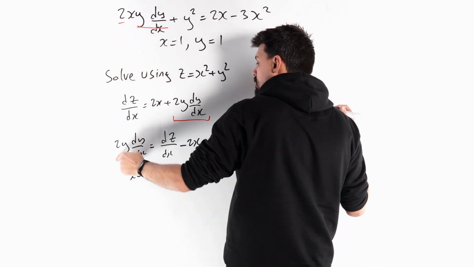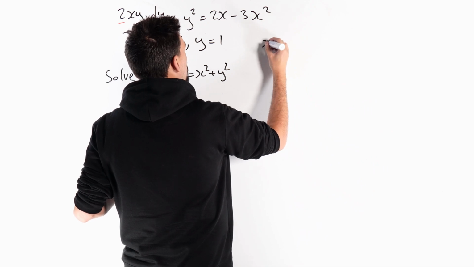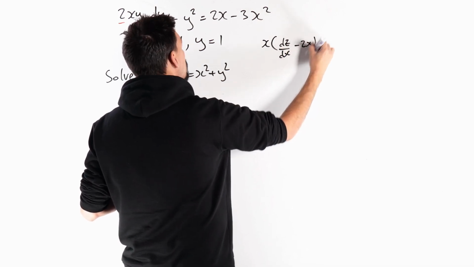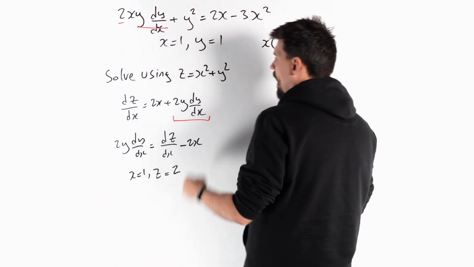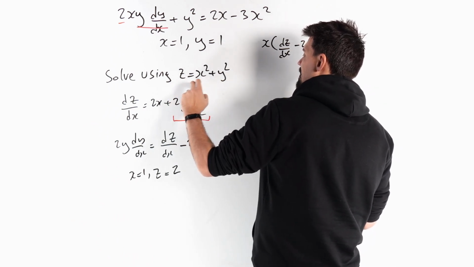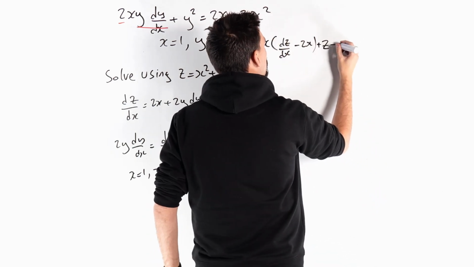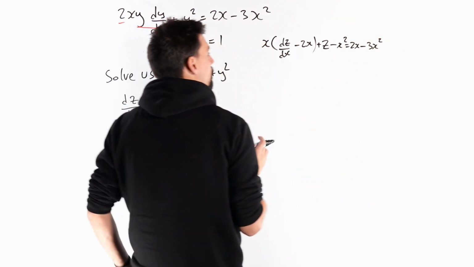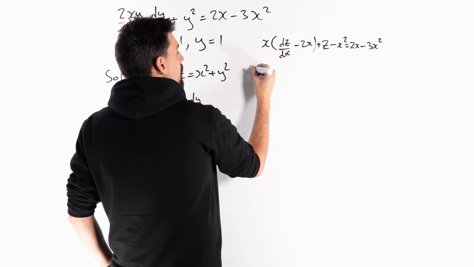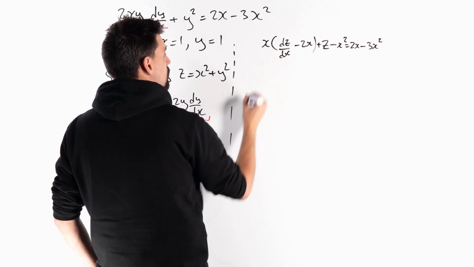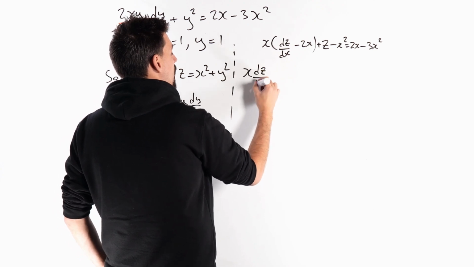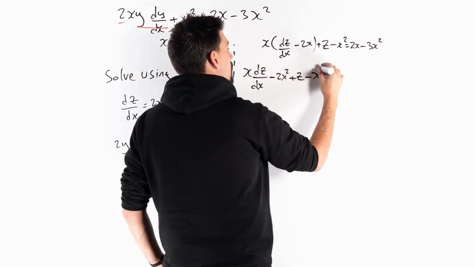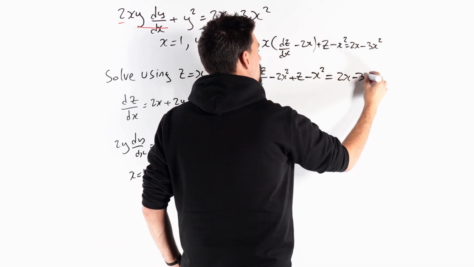So I've got x times 2y dy/dx, so that will be x times dz/dx minus 2x. Now, y squared, if we rearrange this, y squared is z minus x squared. And the right-hand side is 2x minus 3x squared. Well, let's multiply that out. x dz/dx minus 2x squared plus z minus x squared is 2x minus 3x squared.